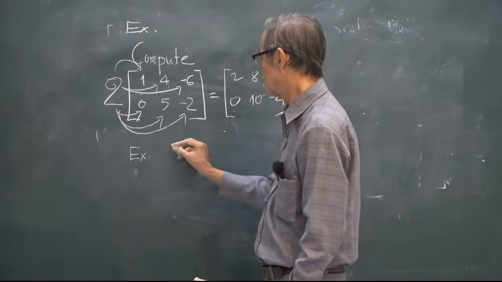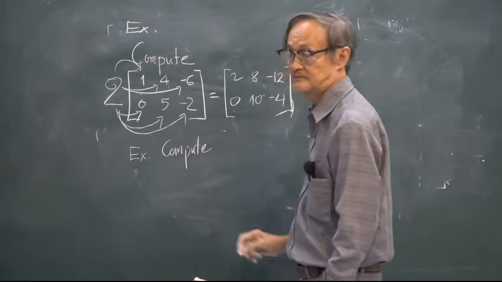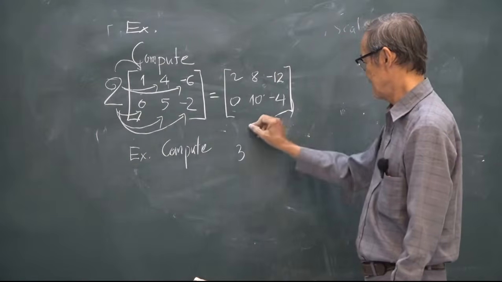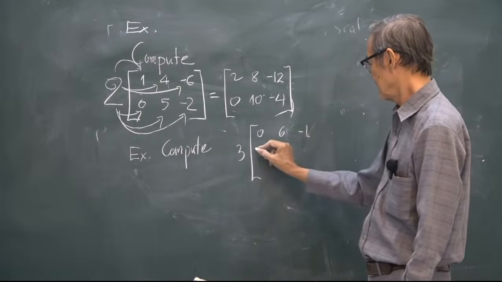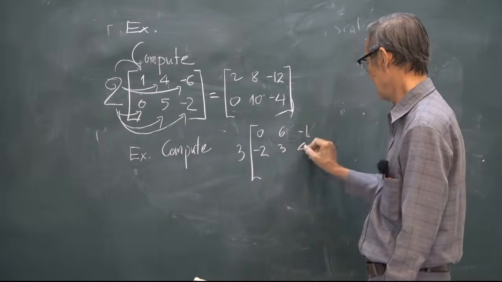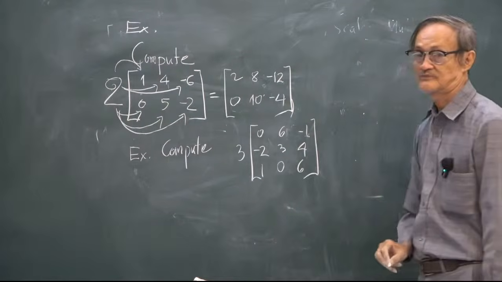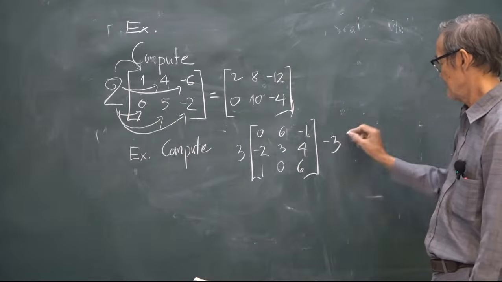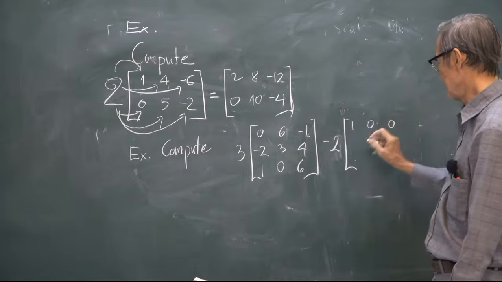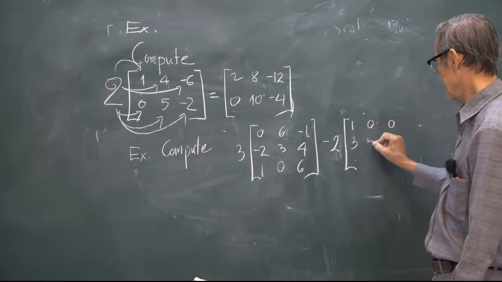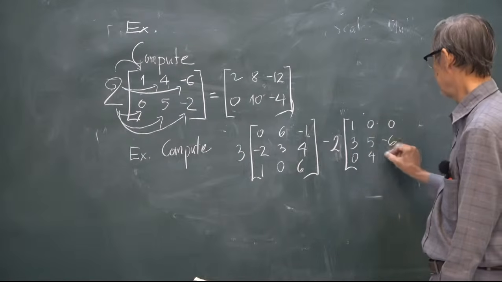For example, compute 3, 0, 6, minus 1, minus 2, 3, 4, 1, 0, 6, minus 2, 1, 0, 0, 3, 5, minus 6, 0, 4, 5.